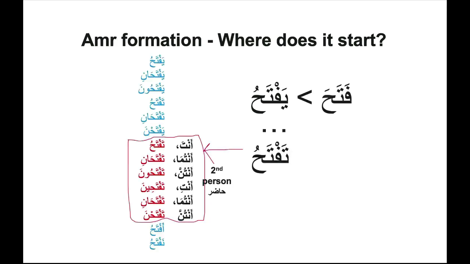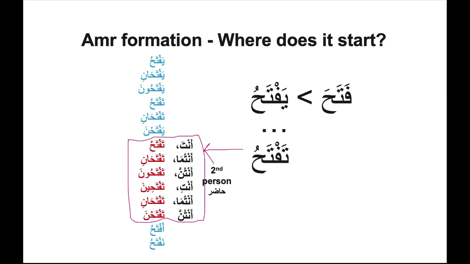The next important thing you need to know is that Amr formation is made on second person hadir verbs, and it starts from mudari', and let me explain what that means. Because we will be making a request or command, it has to be like "do it." I'm telling somebody, do it. So somebody who is in front of me. Please think about the damir chart.